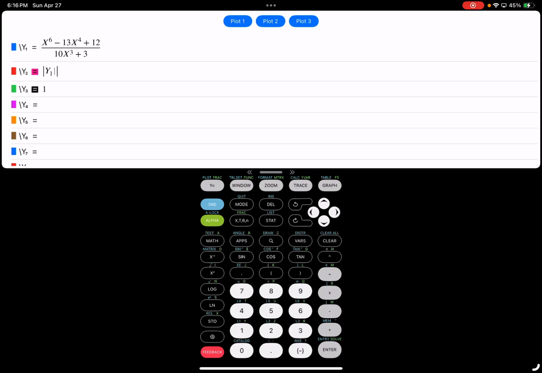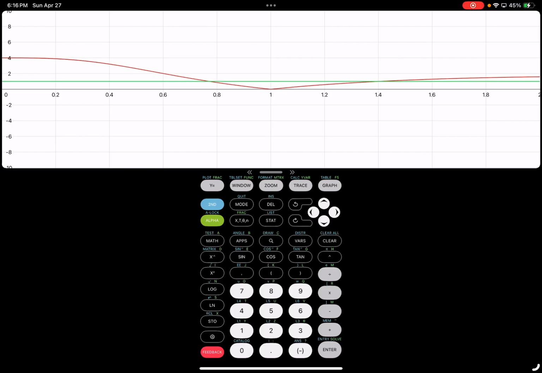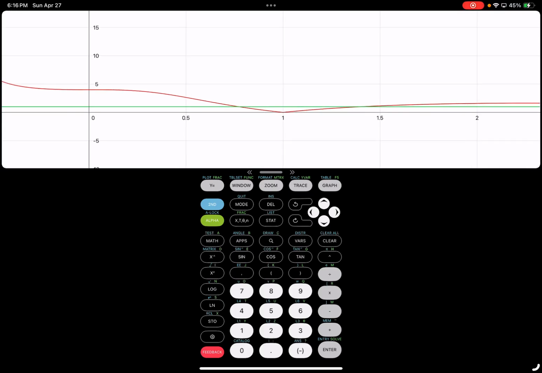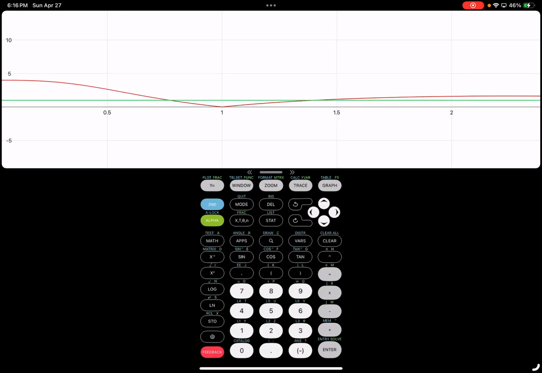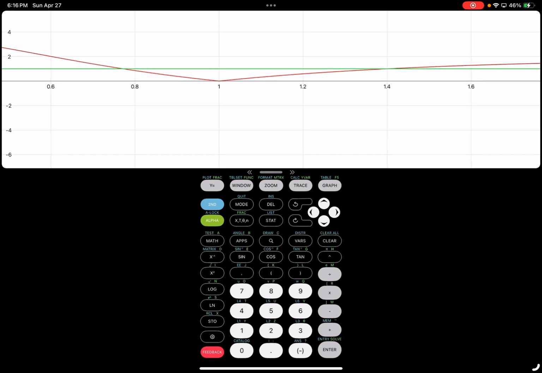And I only want to look at it from what to what? Go back to the question. From 0 to 2. So I'm going to do my window. I'm going to set my x min at 0 and my x max at 2, hit graph, and I just need to see where it equals 1. Okay, it looks like it crosses 1 in 2 places. Do you see it? So all you have to do is go second trace what?